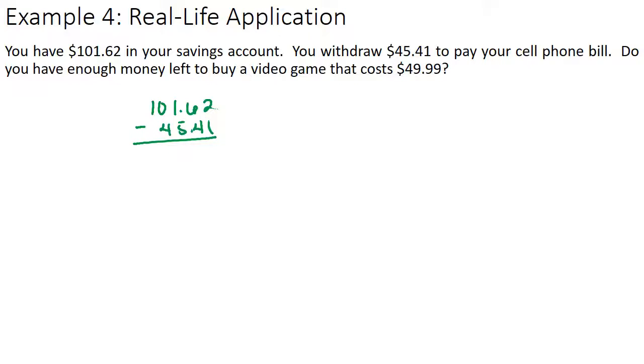So 2 minus 1 is 1, 6 minus 4 is 2. 1 can't take away 5, and we can't borrow from 0, so we have to borrow from 1. That makes this 10. We have to borrow from that 10, which makes this 9, which makes this 11. So 11 minus 5 is going to be 6, and 9 minus 4 is going to be 5. So we end up with $56.21, and $56.21 is greater than that $49.99, and so we should have enough money left in our account to buy that video game.